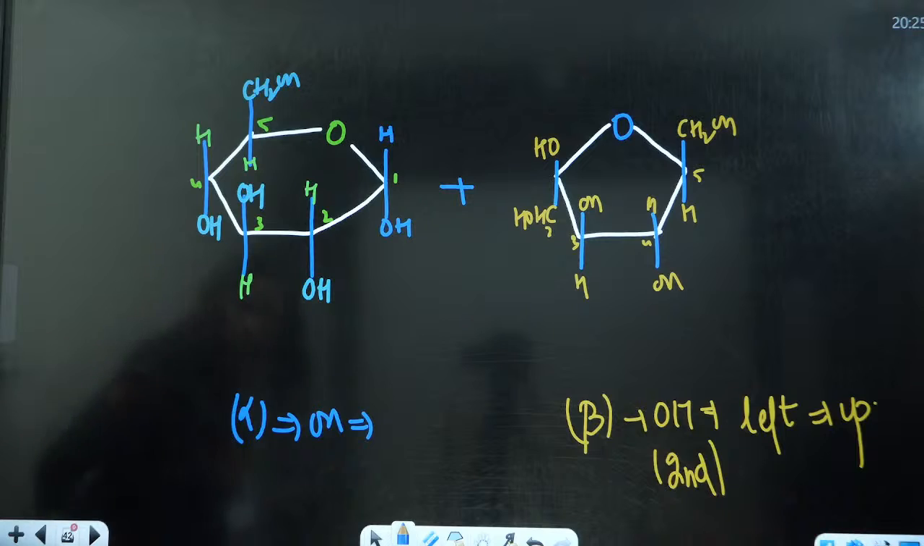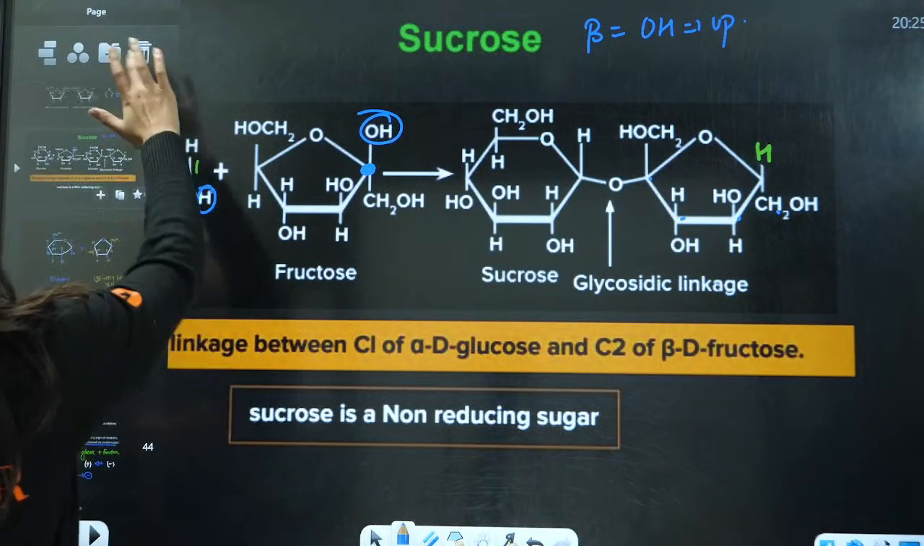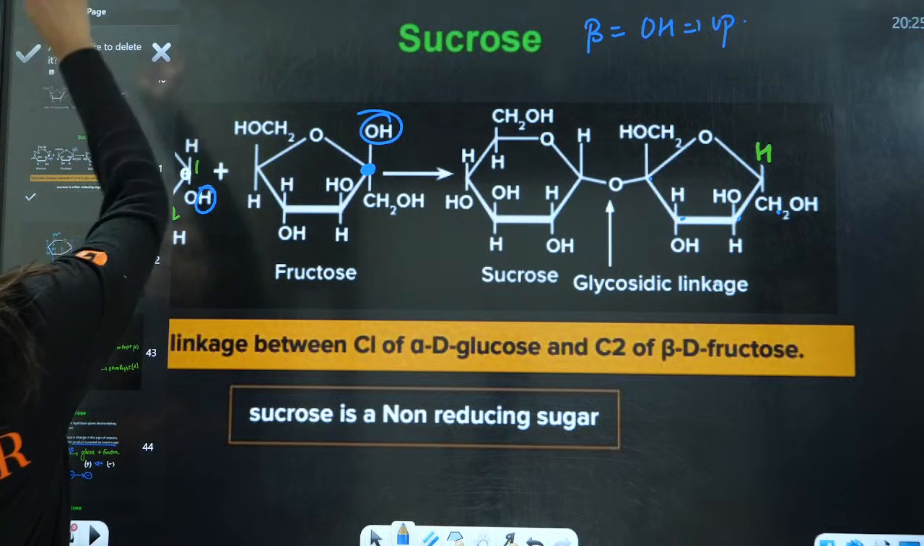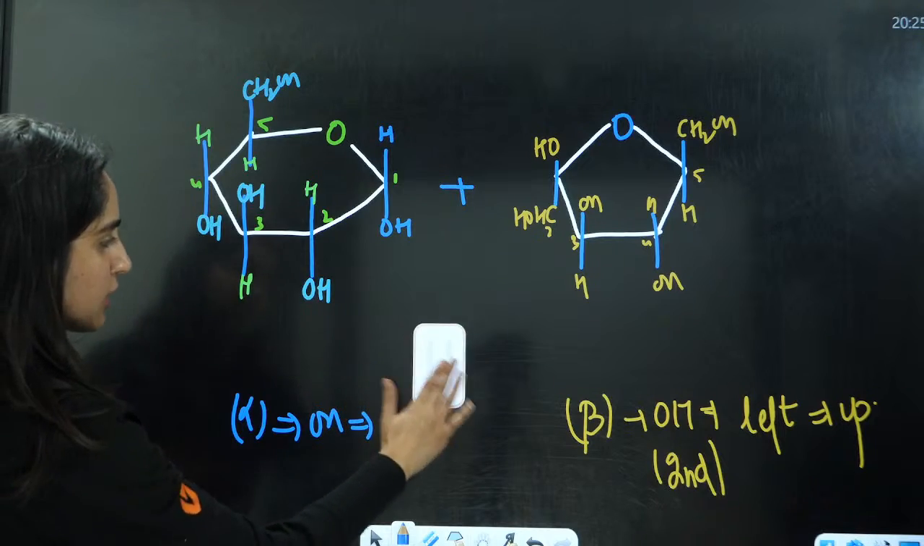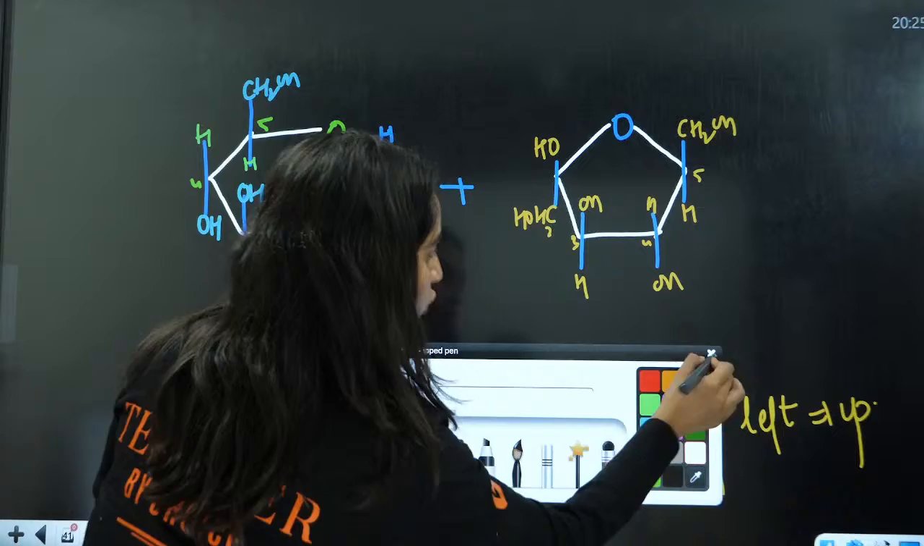I am going to delete this page, because they have not shown the right structure here. So I am deleting that page. Do you see this? How to convert this? How am I going to draw this?